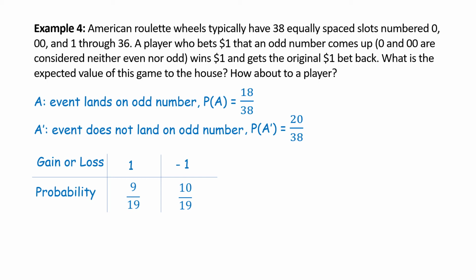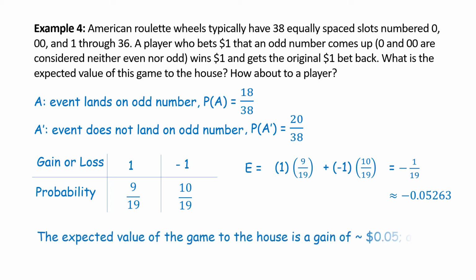Now we have enough information to compute the expected value. Multiply the event times the probability. So $1 times the probability of 9/19, and then we'll add that to the loss of $1 times the probability of 10/19. When you compute that, the result is negative 1/19, which doesn't give us a clear feel for the amount of money. It is approximately negative 0.05263, about a nickel. The expected value of the gain to the house is a gain of about a nickel, and to the player is a loss of about a nickel.